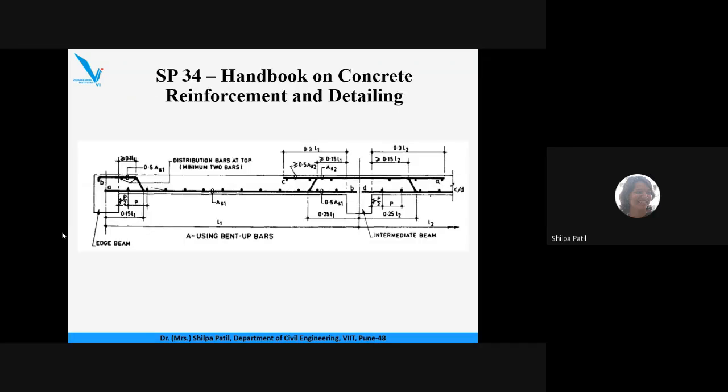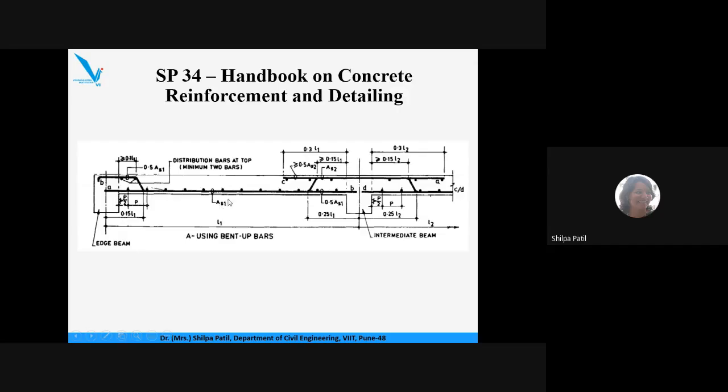I want to explain this diagram now. This is the most important diagram. This figure I have taken from SP34, which is a handbook on concrete reinforcement and detailing. These are the guidelines, and we have to compulsorily follow these guidelines when we do any construction. Okay. This is a continuous slab.